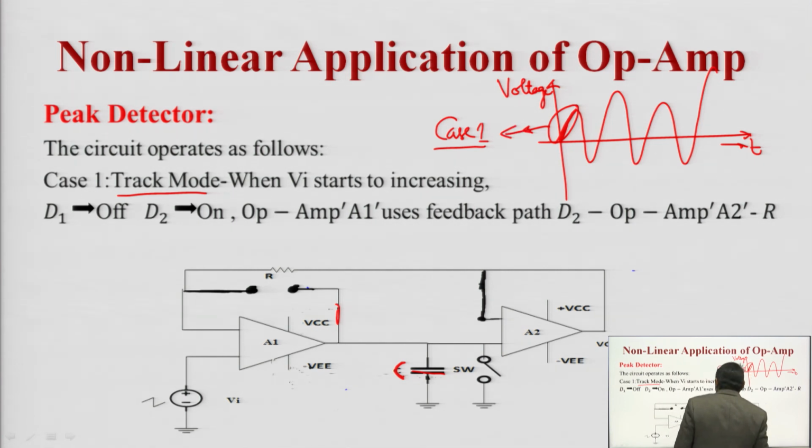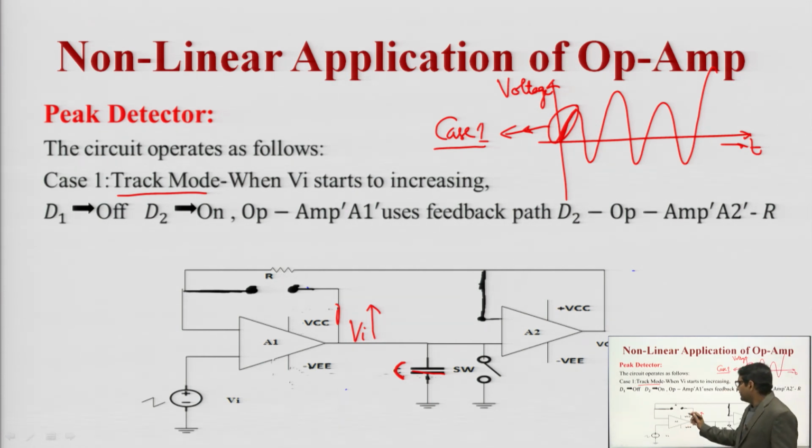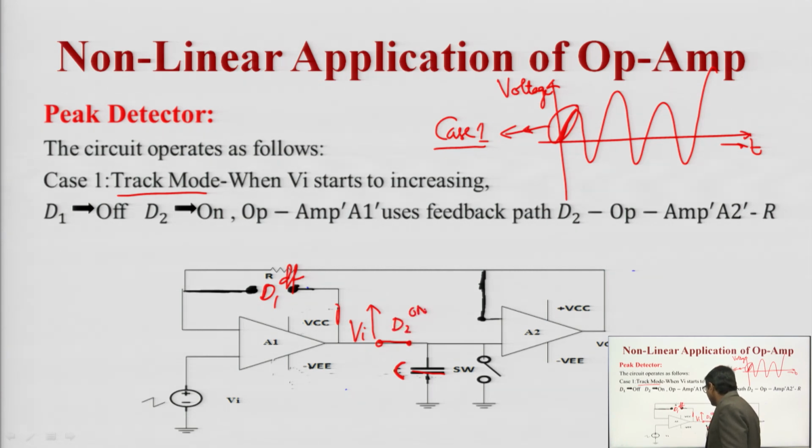Case first: when Vi starts to increase, D1 is off and D2 is on. Vi will appear here and start increasing. It means the negative terminal of diode D1 has a higher potential compared to the positive terminal. Diode D1 will be off, and diode D2 is in the on state.